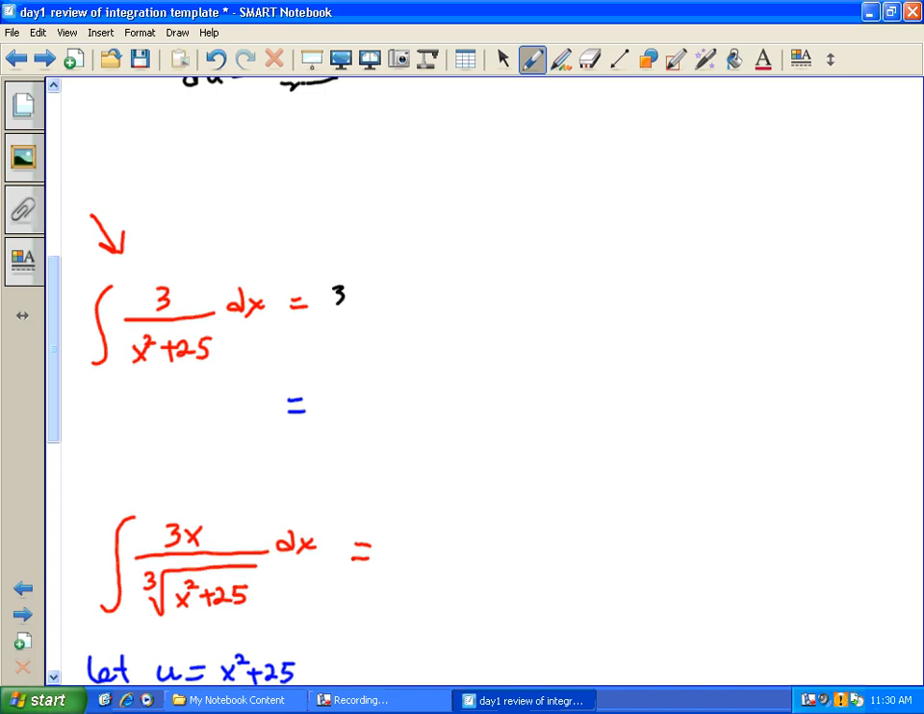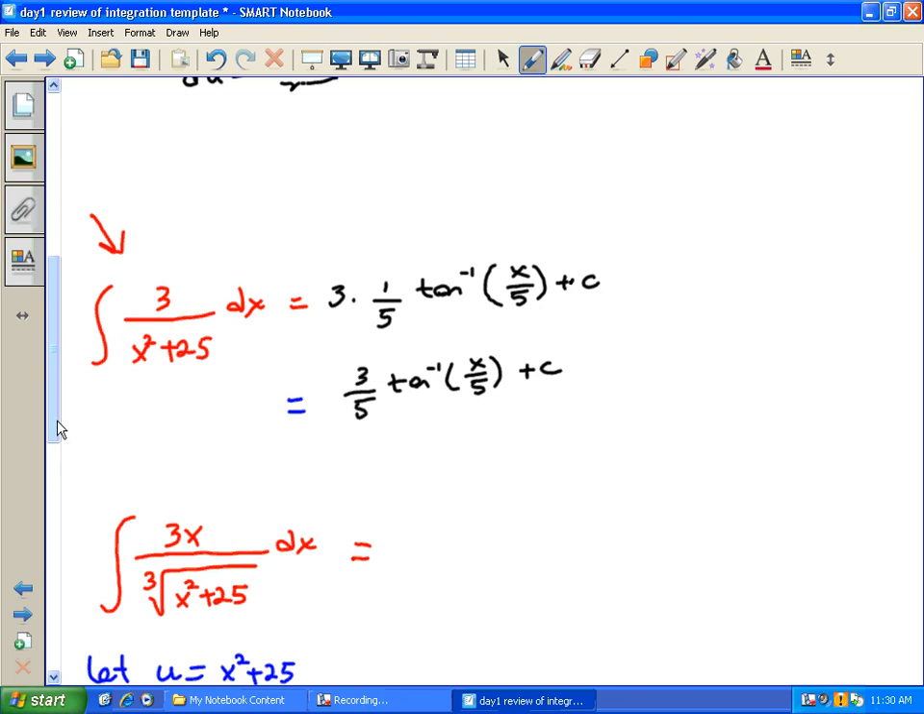So 3 times, the formula says 1 over a times tangent inverse of x over a. In this case, our a is 5, plus c. So of course you could leave this as 3 over 5 times tangent inverse of x over 5. So just notice a slight change in the problem, but a completely different way in which we solve that problem.